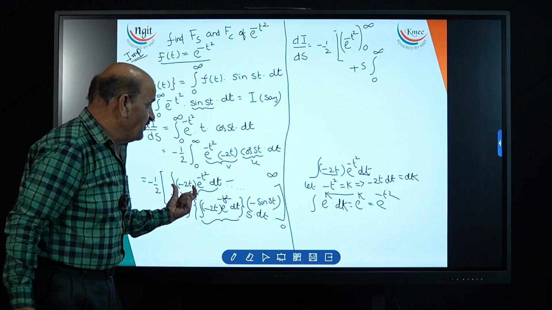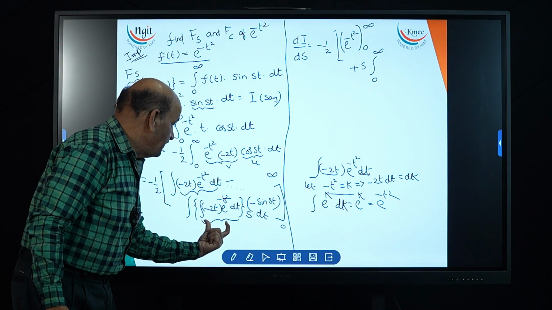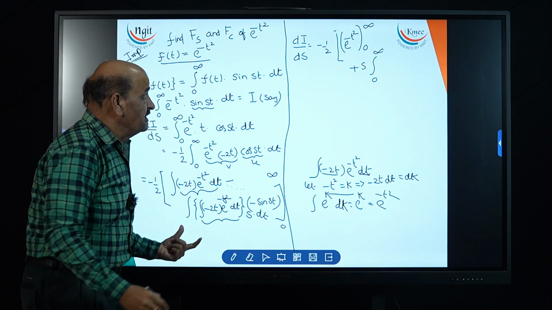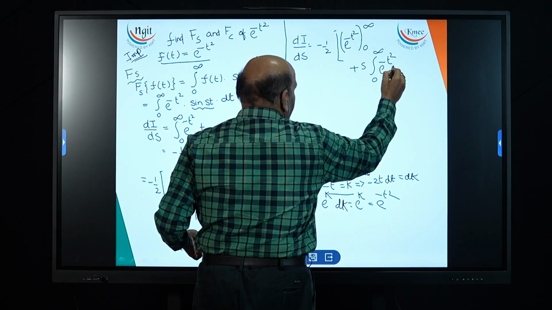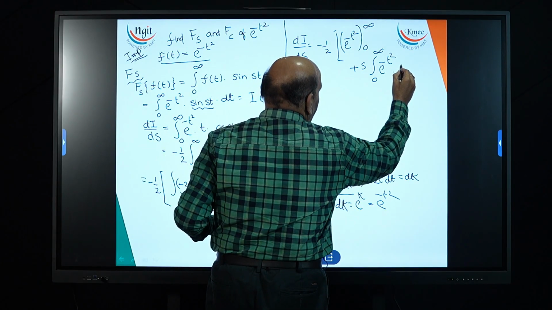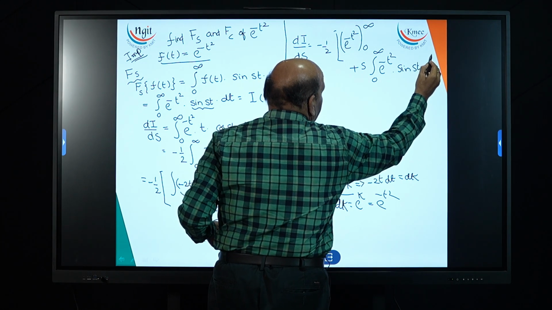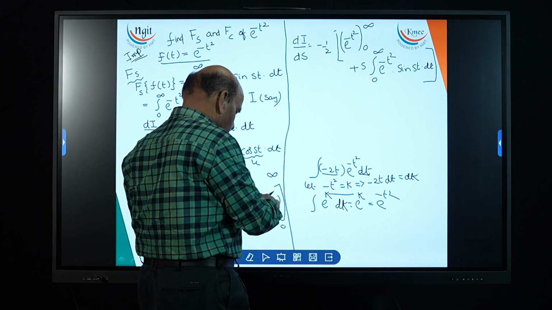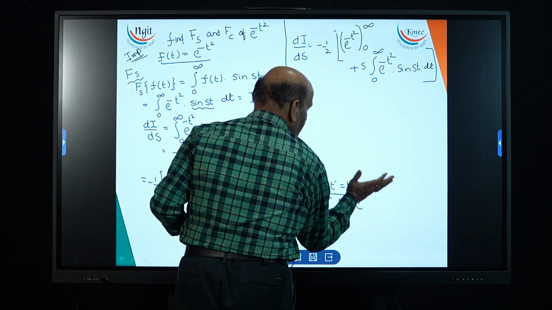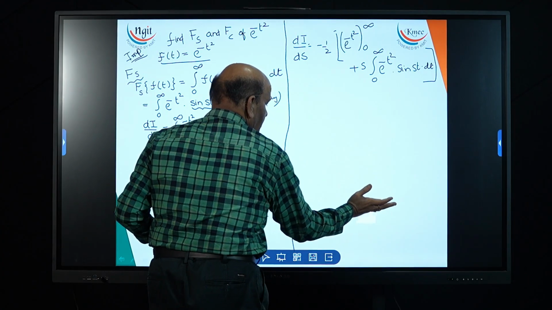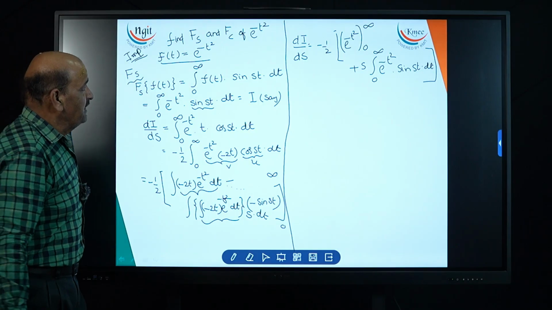On simplification, what did we get? e power minus t square here. Same value you have to substitute instead of this integration. This will become e power minus t square into what we had? sin st into dt. Now, this is dt. Now what we got, just look at.